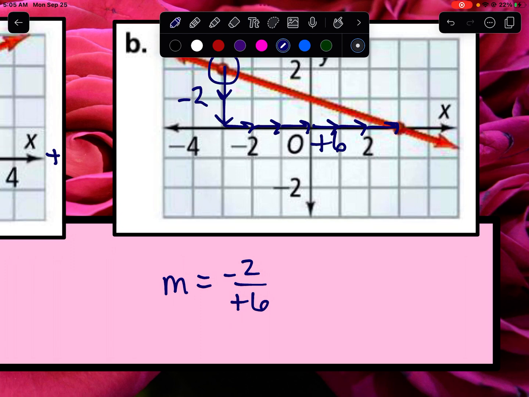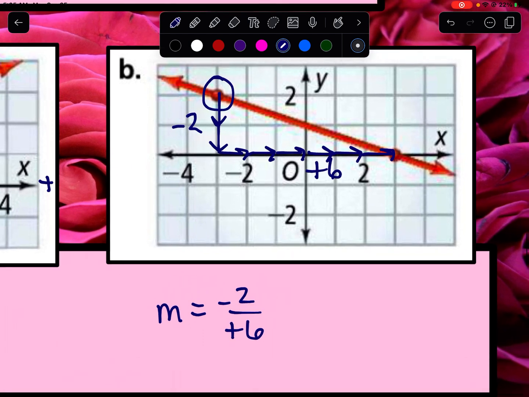And I'm hoping some of you are seeing that this can be simplified. You should always simplify. So negative 2 divided by 2 is negative 1. Positive 6 divided by 2 is 3. So my slope here is negative 1/3.